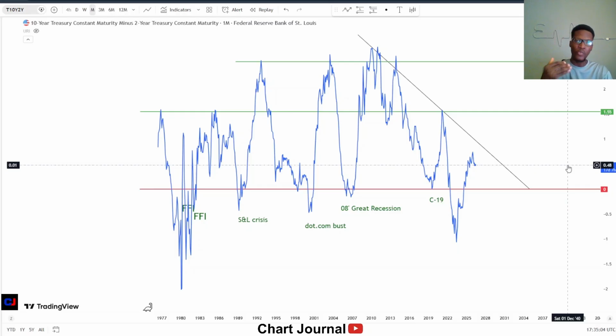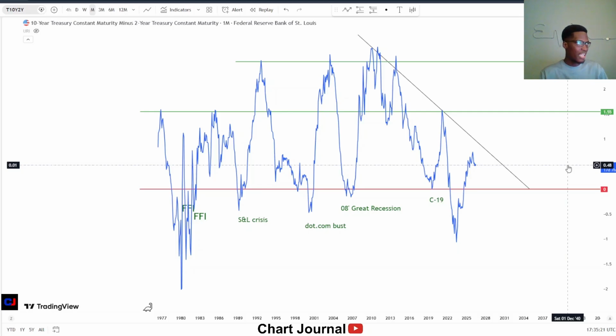So we need to know if we are about to have a recession or we are in a recession, because that is going to invalidate our bias of being bullish. I said being bullish means I'm expecting price to go higher. So if there's a recession, price is going to go down, which might invalidate my bias.